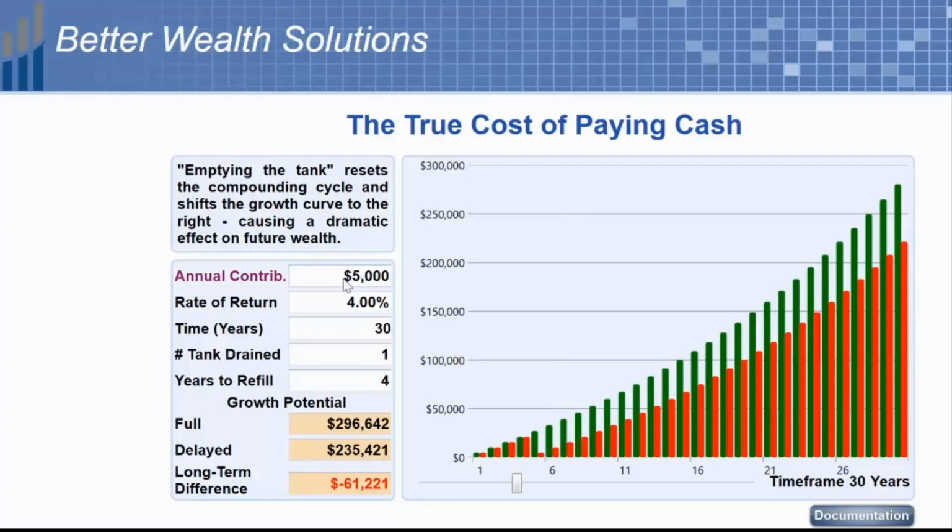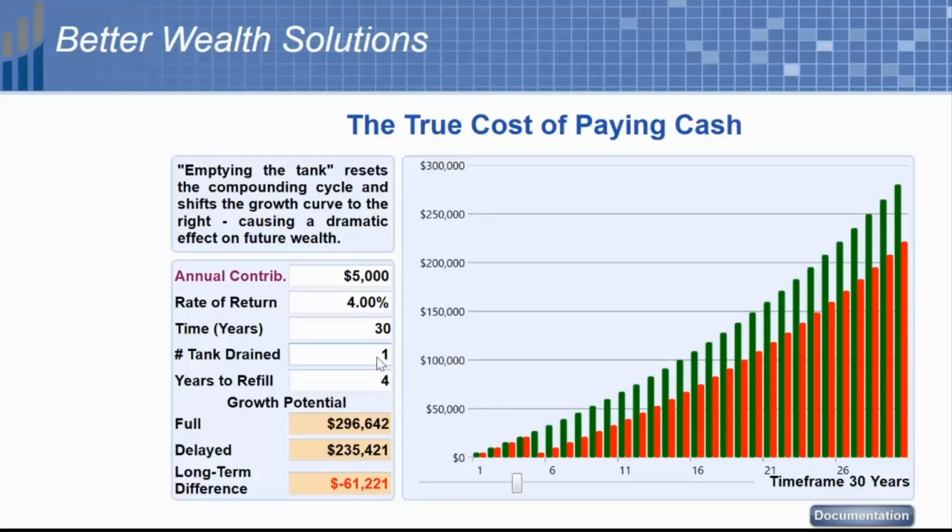So in this example, we're going to assume that we are saving $5,000 a year and that we can earn 4% on our money. We're going to look at a 30-year time period, and we're only going to look at buying one car for this example. And so you're saving your $5,000 and you're earning 4%, and in year 4, you drain the tank. You pay cash for that car. So that car is going to be a little over $20,000. It's going to be about $21,232. Now the question is, what did that car really cost you?